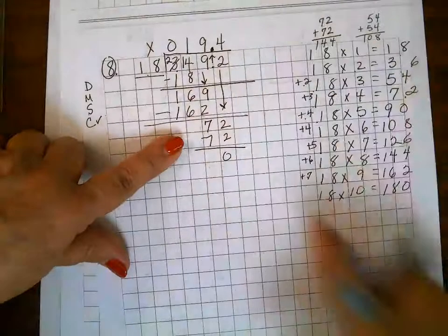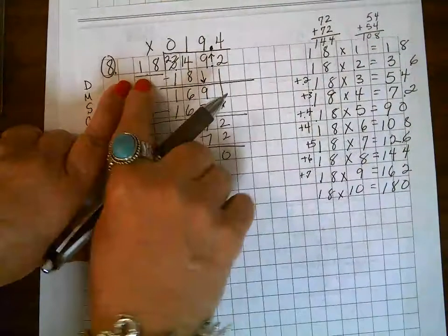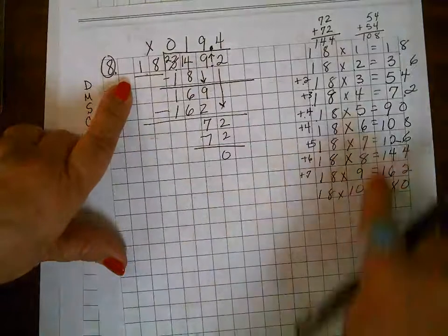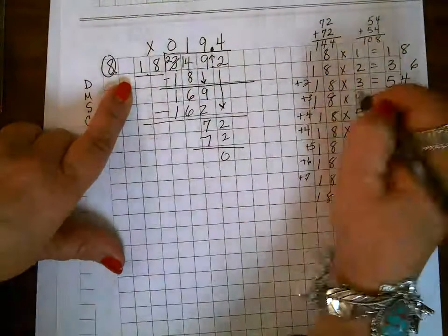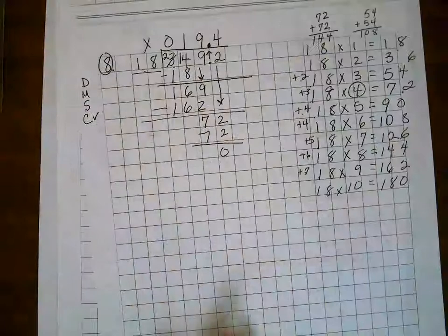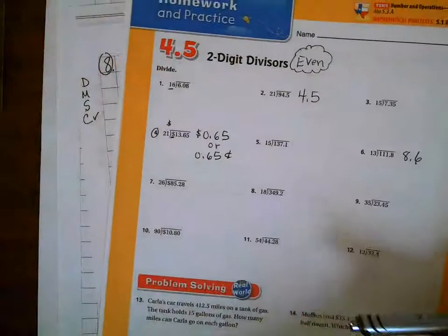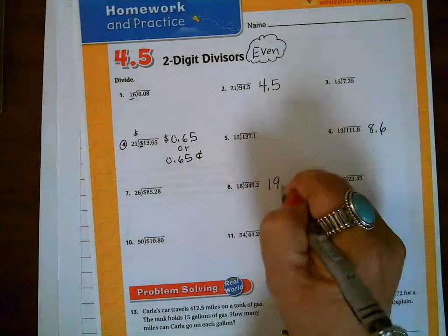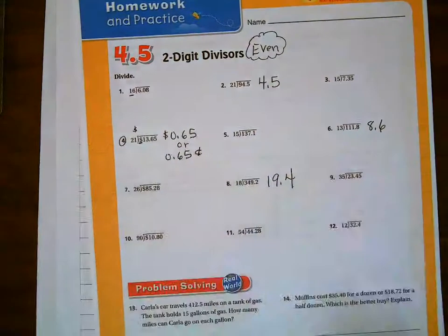So when you make your little mini multiplication chart, it's really easy when you're on your 18s, the rows of the 18. It's really easy to come back over and then just to look at that, right? So that's where I got my 4. So the answer to number 8 is 19 and 4/10.